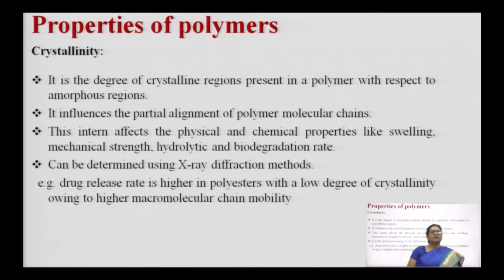Now, crystallinity, or the extent of crystalline regions present in a polymer sample, can be identified with the help of the X-ray diffraction technique. A common example to explain the effect of crystallinity on polymer functioning is that drug release rate is higher in polyesters with a low degree of crystallinity, because a low degree of crystallinity implies a higher proportion of amorphous forms, which amounts to higher macromolecular chain mobility.